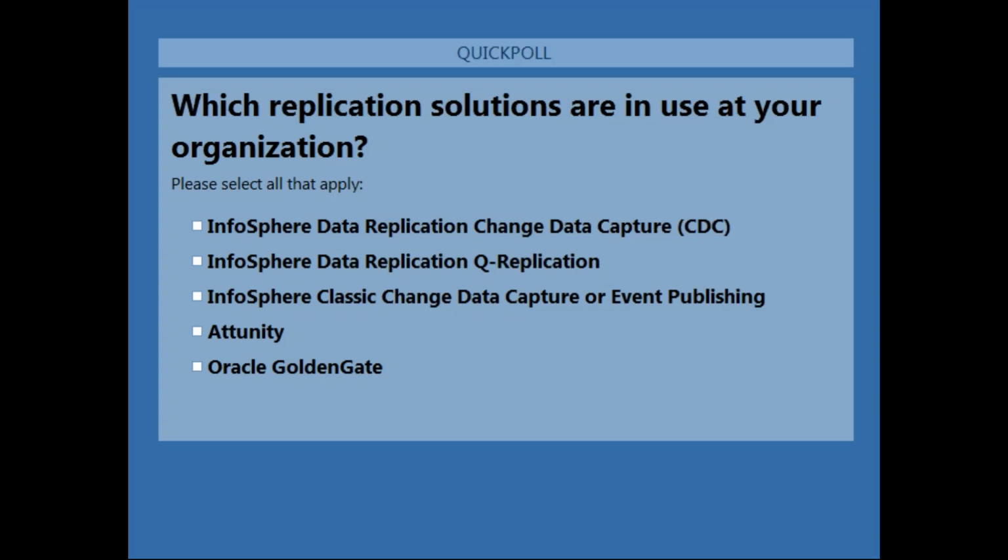Okay, it looks like we've gotten all the people who are going to respond. So we're looking at just about 60% for Q replication, just about 40% for CDC, and a number of people, because multiple answers were possible in this. You could be using more than one of the products. 23% are using the classic products that replicate IMS, VSAM, and DB2 for z/OS data from the mainframe. And we have a few folks using Attunity and Oracle GoldenGate.